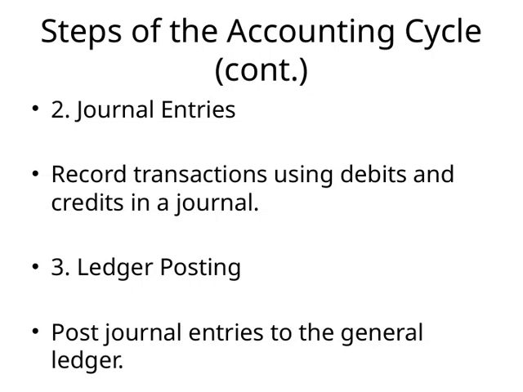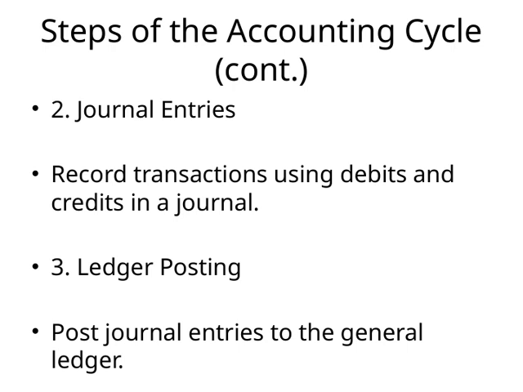Now, moving on to the next steps in the accounting cycle, let's focus on recording transactions through journal entries. This is where we start translating everyday business activities into a formal record. When we make these entries, we use debits and credits to accurately reflect the financial impact of each transaction. Think of the journal as a detailed diary that captures every financial event as it happens.